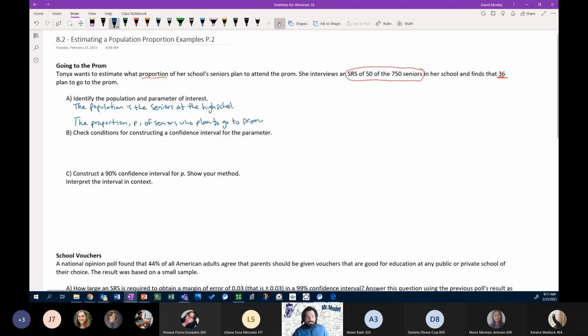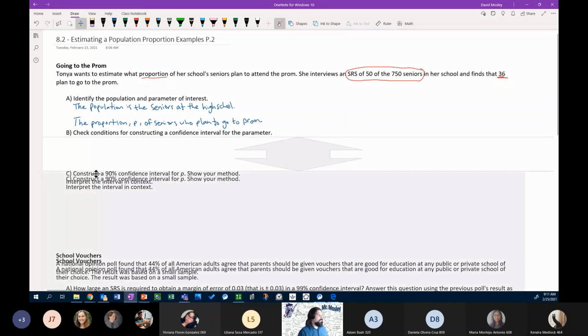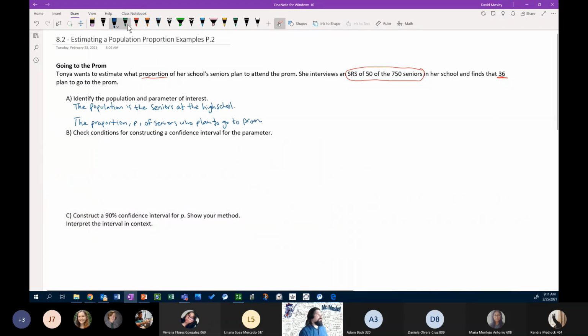Okay. And next we need to check the conditions for constructing a confidence interval for the parameter, and we have three conditions: random, 10%, and large counts. Is this random? Yes. The sample was an SRS, which means it was random.